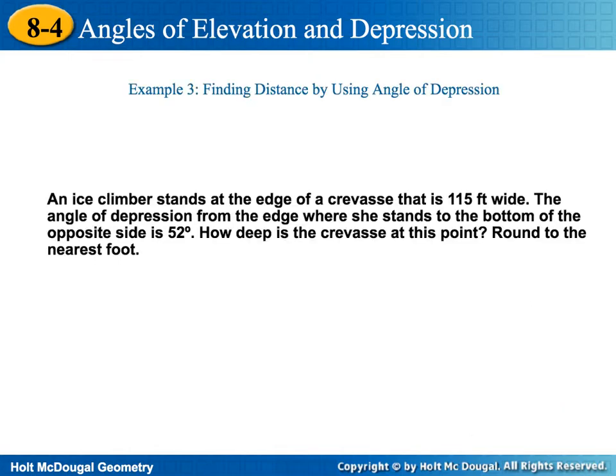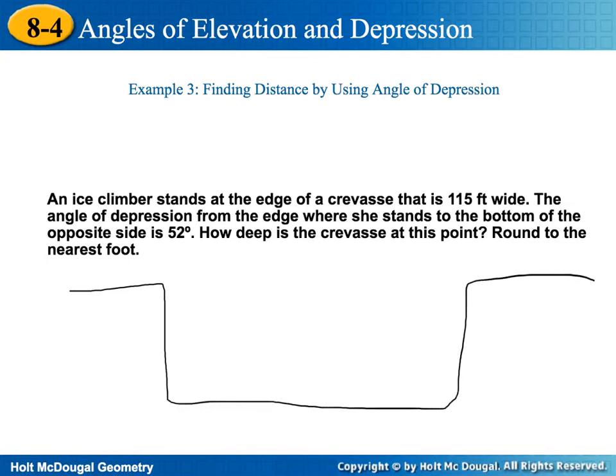All right, example 3. We got the ice climber climbing mountains and ice and stuff. An ice climber stands at the edge of a crevice that is 115 feet wide. Again, there is no picture for you, so you have to draw it. A crevice, I believe, is like a cliff, and it's just like a little basin that drops off like this. So here's the crevice down here. An ice climber is standing at the edge of it. And the crevice is 115 feet wide. So from here to here, we have 115 feet.